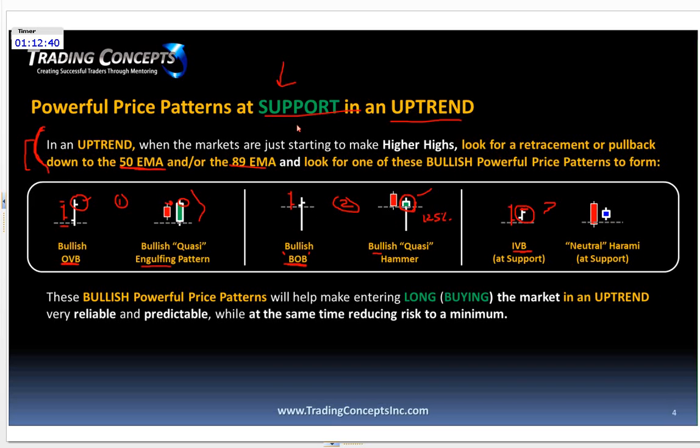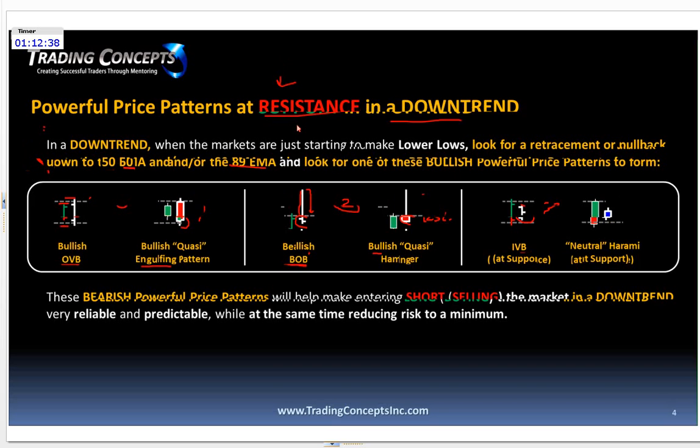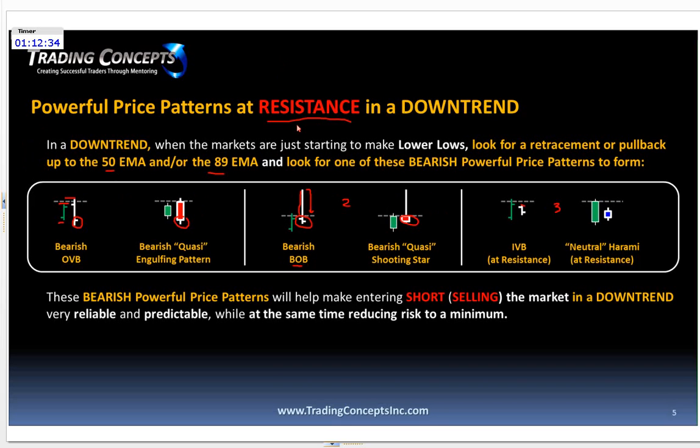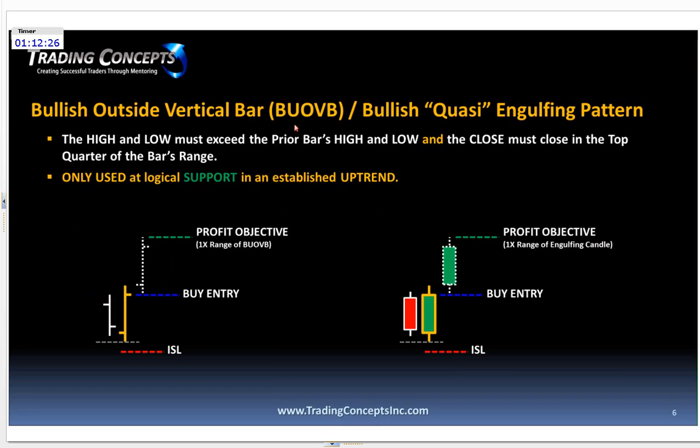Three bullish price patterns in an established uptrend when the market pulls down into support, and three bearish price patterns when the market's in a downtrend and is able to rally up into resistance. Okay, so let's go into the first one, the bullish outside bar, or the bullish engulfing pattern. A little bit more detail here. We've already talked about bullet point number one: the market must exceed the prior bar's high and low.